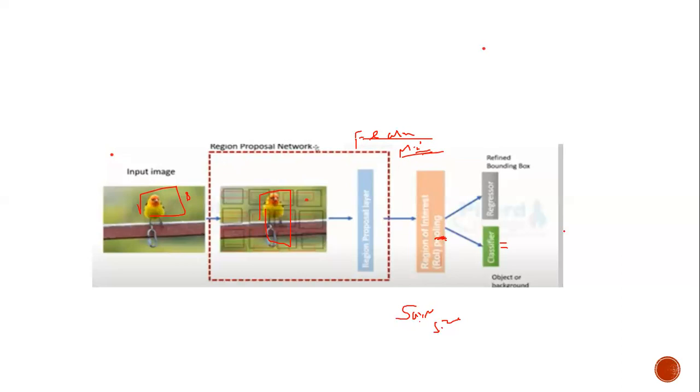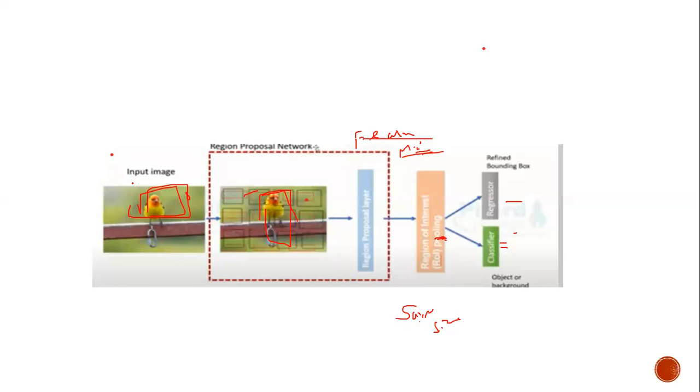Moreover, the ROI head fulfills its task with the help of two things: one is called the classifier, and another is the regressor. The classifier: once an object is present in the image, it is considered foreground; if there is no object, it says background. The next step is the regressor. Once the object is identified, it makes a bounding box, a refined bounding box. That's the whole concept of Faster RCNN.